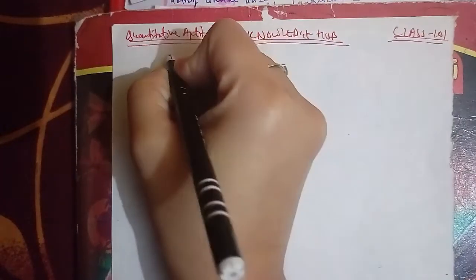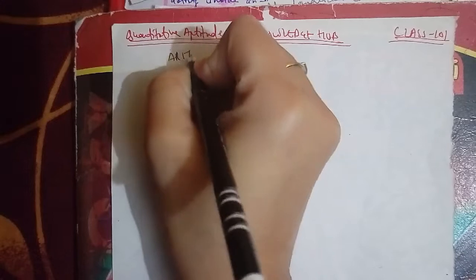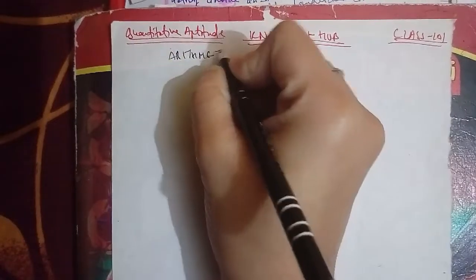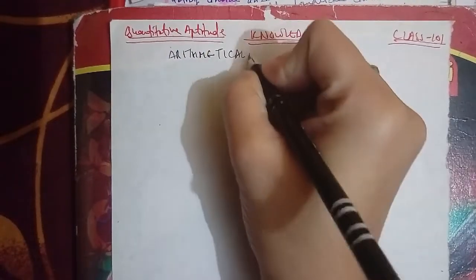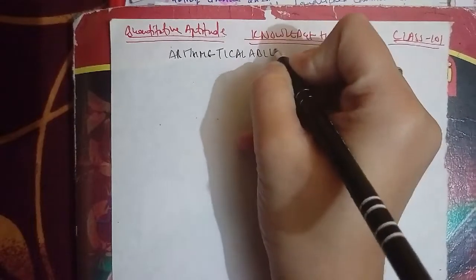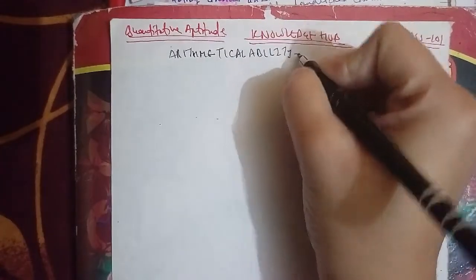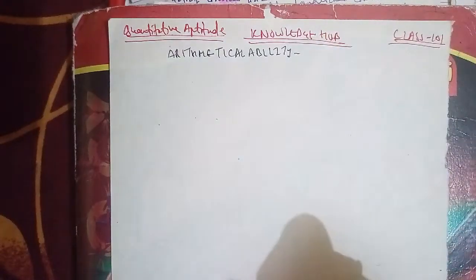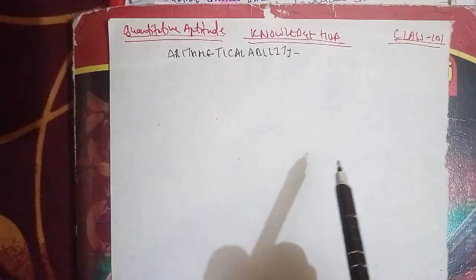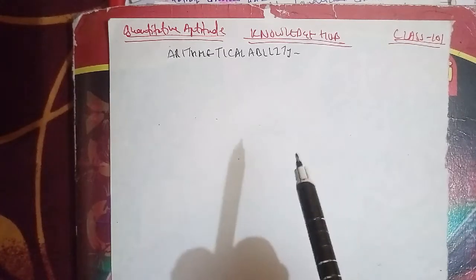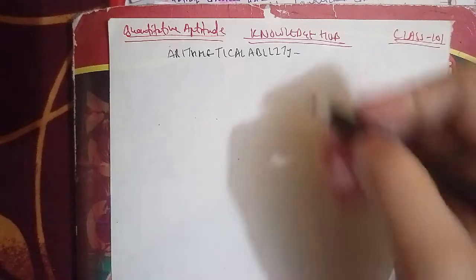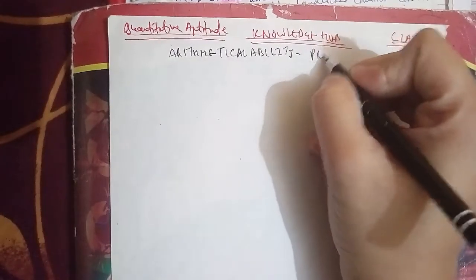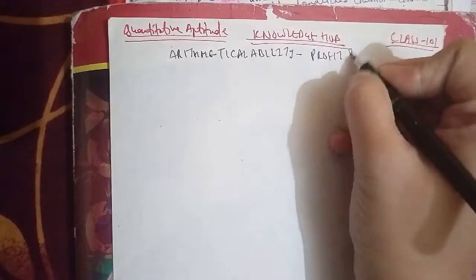So in quantitative aptitude we had started with arithmetical ability. In arithmetical ability we had started with operations on numbers, HCF and LCM of numbers, decimal fractions, simplifications, square roots and cube roots, problems on numbers, problems on ages, averages, surds and indices, percentage, and now we are dealing with the 11th topic, profit and loss.